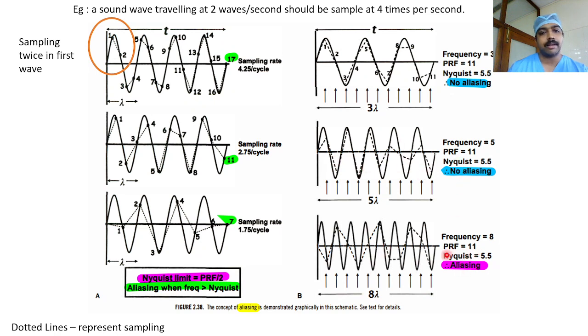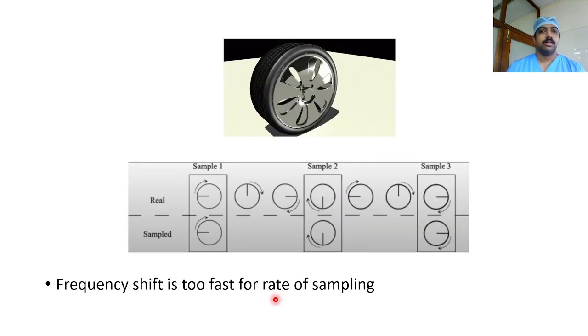But here, when the sampling rate is further less, for one wave we are sampling only once. So at that point we are having the issue of aliasing. Aliasing occurs when the frequency is more than the Nyquist limit. So here is another picture just to show aliasing.